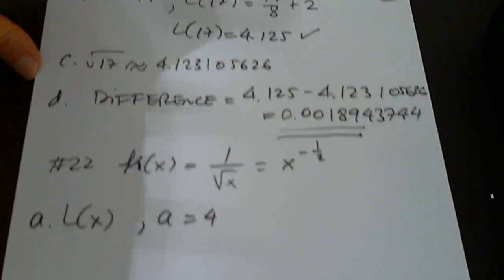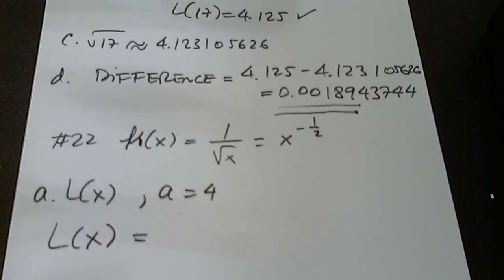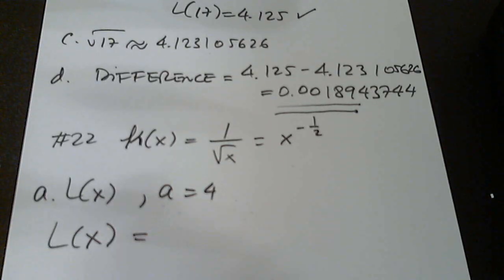Anyone would like to help? How do I start? What is the formula? L of x, the linearization, will give us the equation of the tangent line to the graph of this function at point 4. Anyone? Quinn, have you been paying attention?